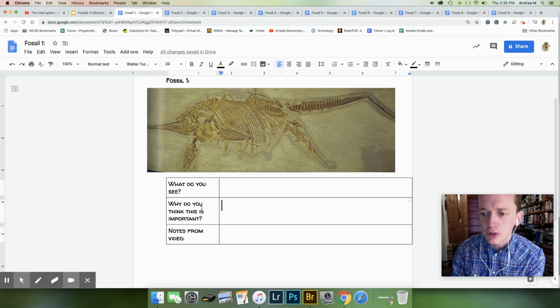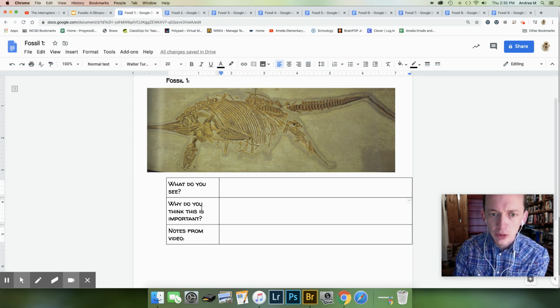I picked each one of these fossils because they represent something groundbreaking that taught us about this animal or life on our planet millions of years ago when no one was around to see it happening. But these fossils tell us that something was happening. So why do you think these fossils are so important? Like when you look at this one, for example, why do you think it's such a big deal? Why is it so important?